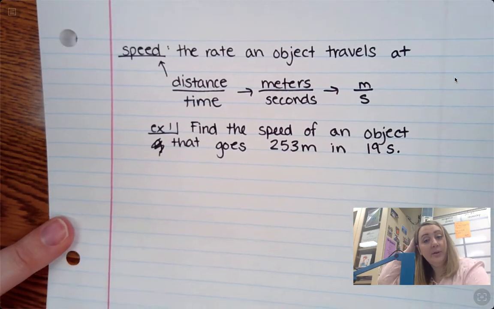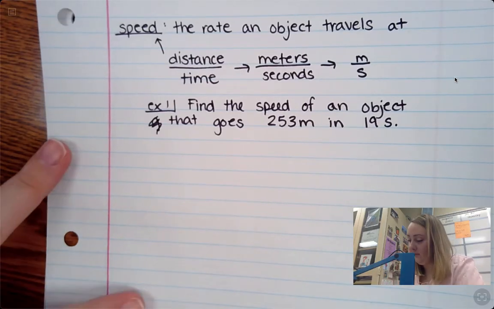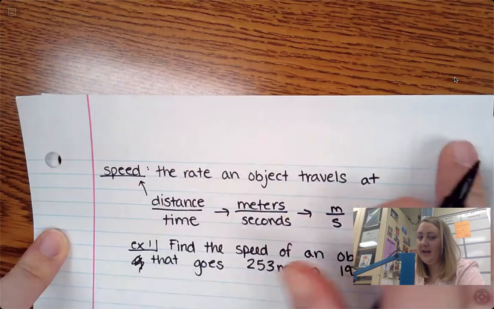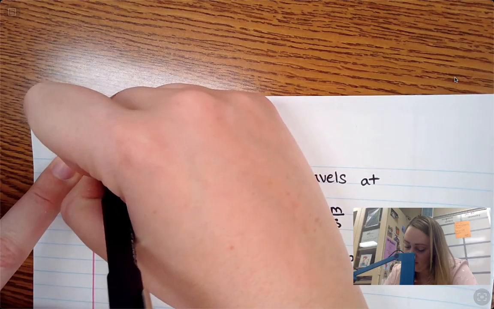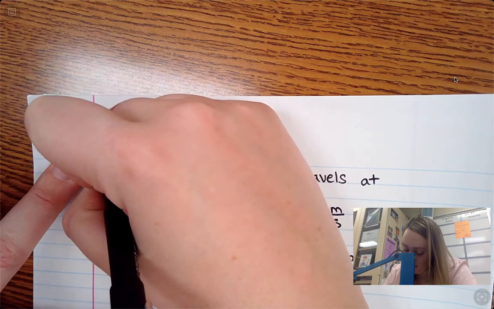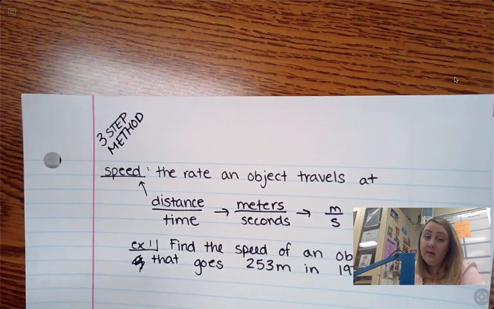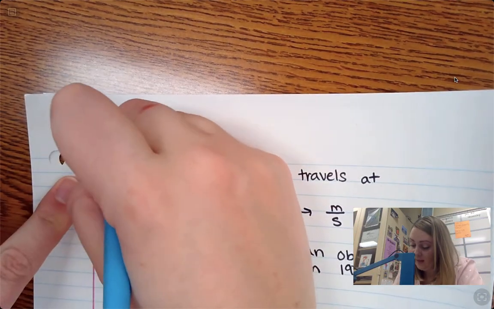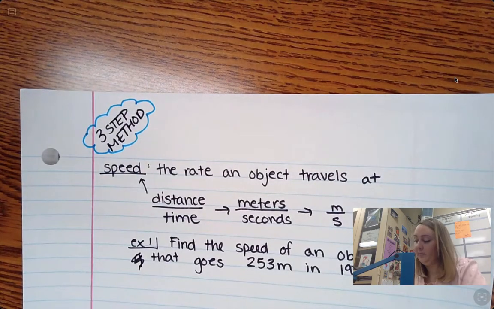So every time we solve from here on out, we're going to do something called the three-step method. Let's make a note of that somewhere off to the side or at your heading. This is our three-step method. We use this a lot when we're solving problems with variables, like these physics problems.